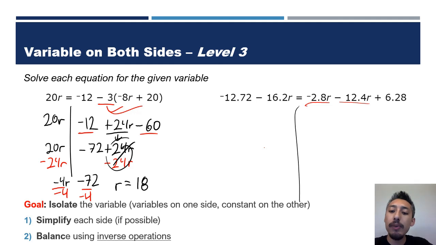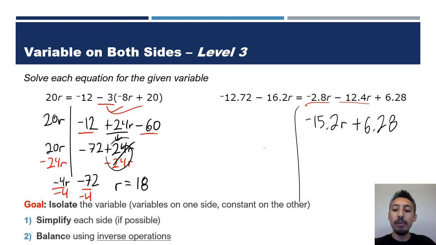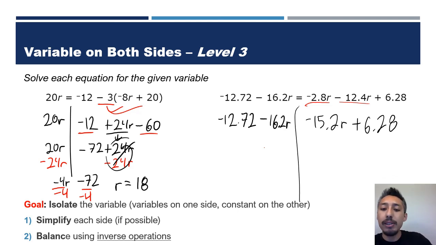When we combine both of these, we get a negative 15.2r. And then we bring down the positive 6.28. Again, we didn't do anything with it. It's still part of our problem. And on the left side, same thing. Because we couldn't simplify anything, we still have negative 12.72 and a negative 16.2r.